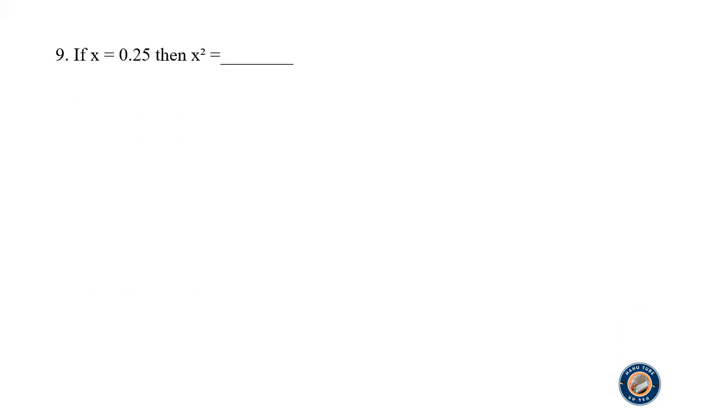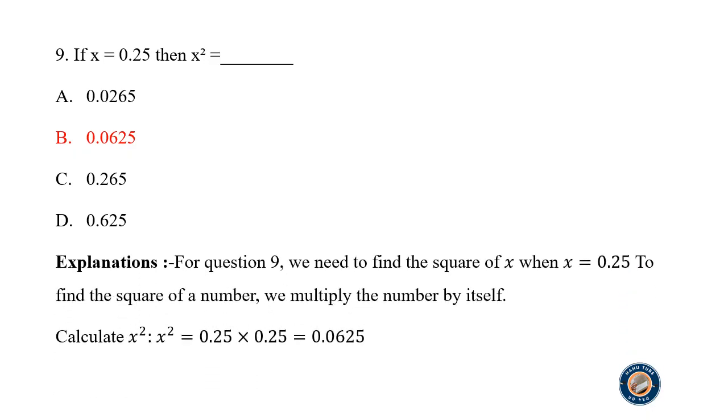Question number 9. If x is equal to 0.25, then x squared is equal to dash. A. 0.0265, B. 0.0625, C. 0.265, D. 0.625. The answer will be 0.0625. For question number 9, we need to find the square of x when x is equal to 0.25.